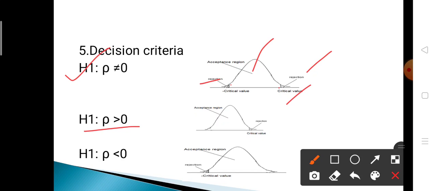For one-sided right, only one rejection region is there, on the right side, and this point is the positive table value, that is, the positive critical value. And for one-sided left, only one rejection region is there, on the left side, and this point is the negative table value or negative critical value, and the right side part is the acceptance region.